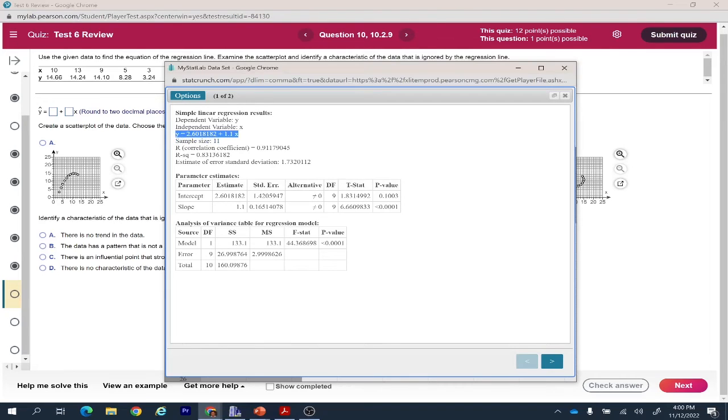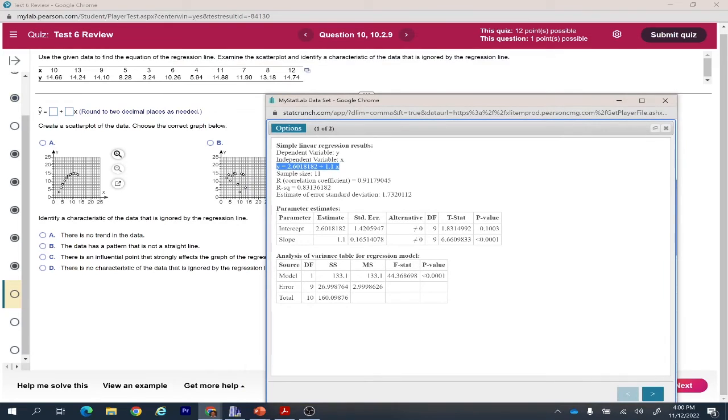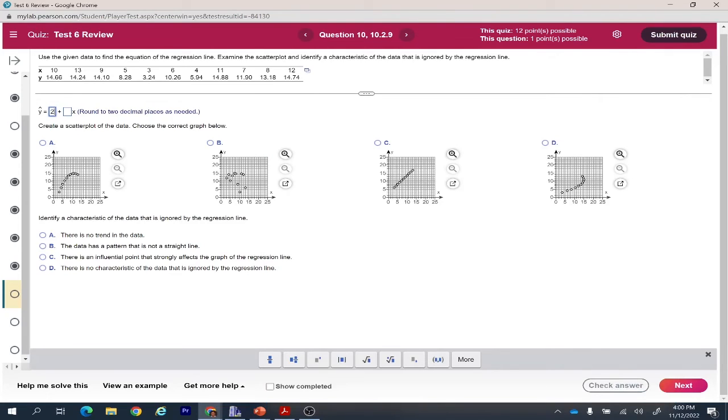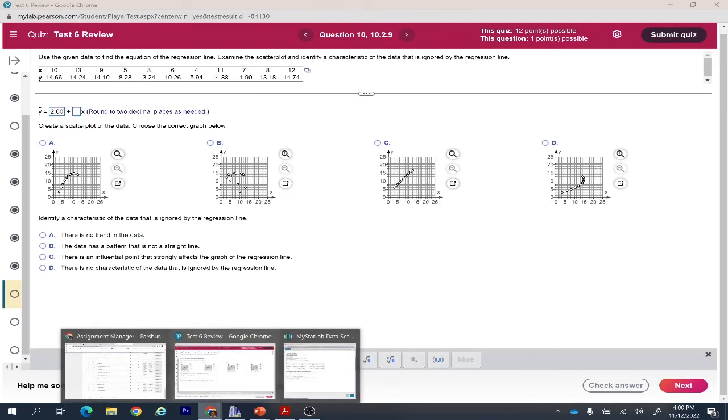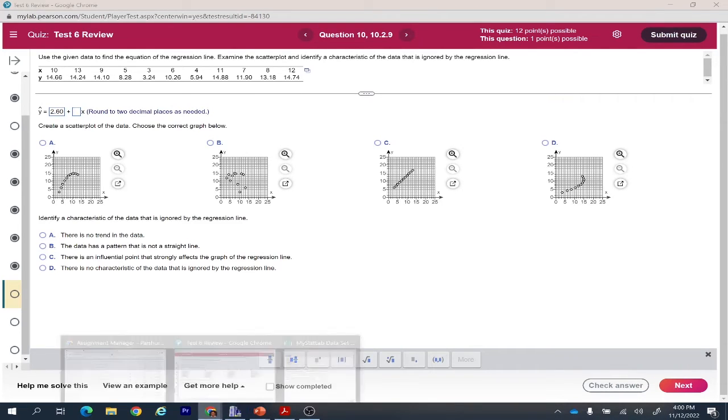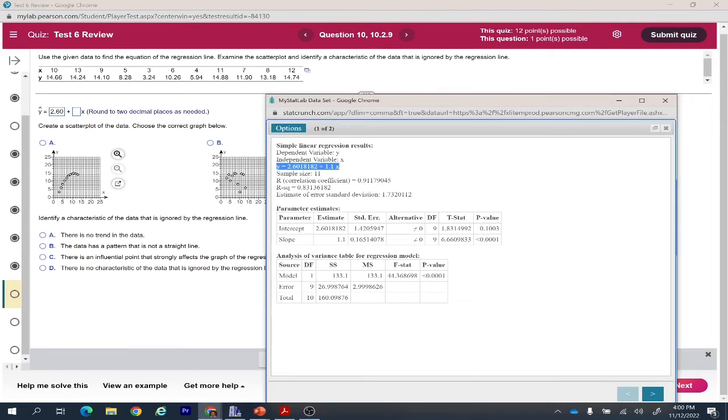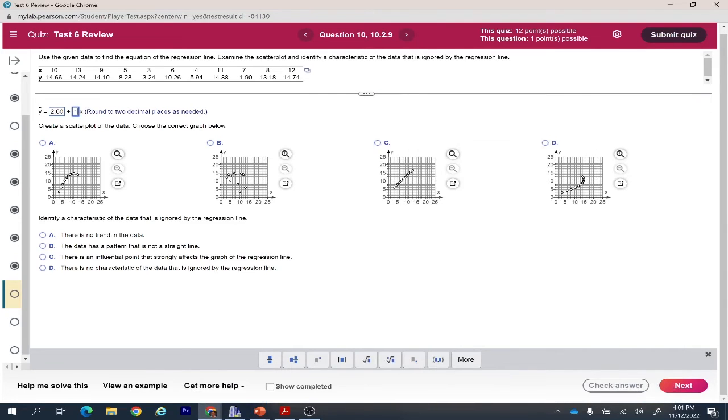Y equals 2.60 plus 1.1 X. Instead of Y-hat there is a Y. So just copy this value, rounded to two decimal places, 2.60, that's the Y-intercept. And then the slope is 1.1. And if we would like to graph it, it's easy.